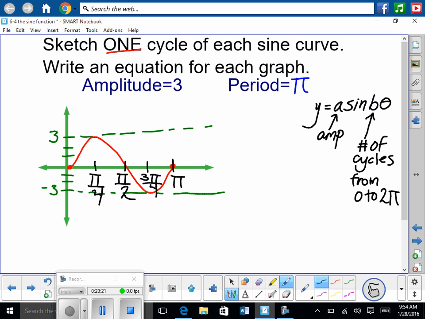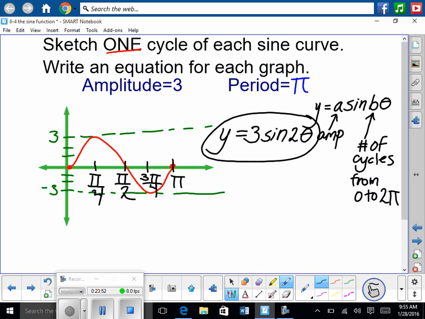A little bit. Okay. Now we're going to write our equation. So first part, we have y is equal to the amplitude, which is 3, times sine of b, which b is the number of cycles from 0 to 2 pi. So look, how many cycles did we see up to pi? 1. So how many cycles would be up to 2 pi? 2. So let's just write that in. Sine of 2 theta.